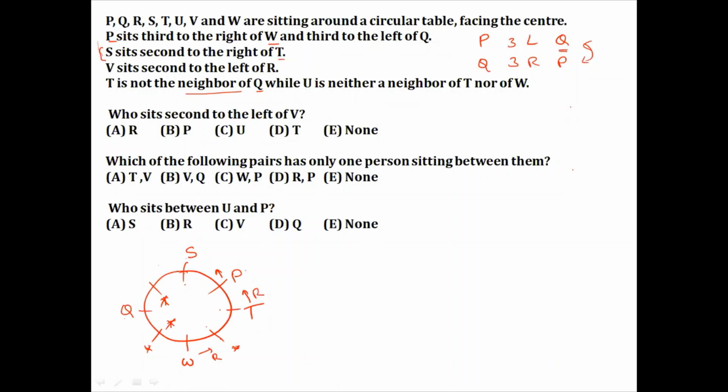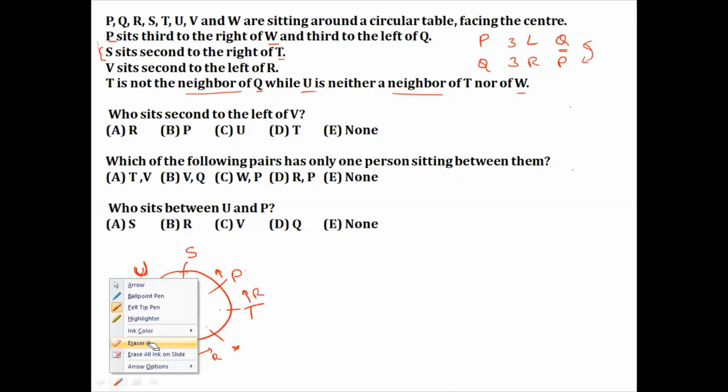U is not here. The possibility for U is only this place, because U is neither a neighbor of T nor W. So U should not be in this place. So obviously U has only one place, that is this.